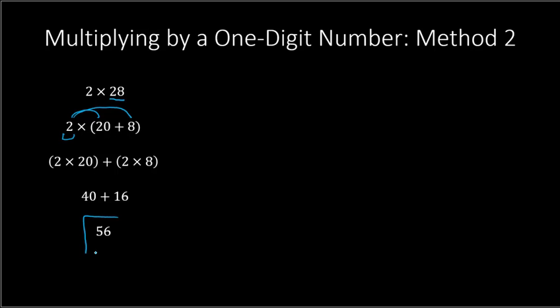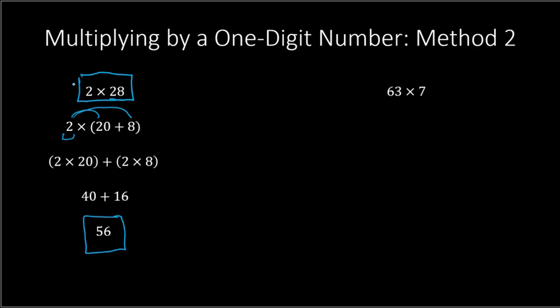So again, your answer is 56, but this method, method 2, is especially helpful when you're trying to do calculations in your head. Because you can just look up here and see 2 times 28, and you can think, oh, 2 times 20, and then 2 times 8. Put it together. And that'd be 40 and 16 for 56 as a final answer.